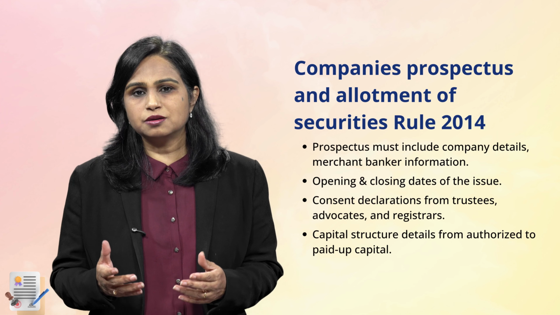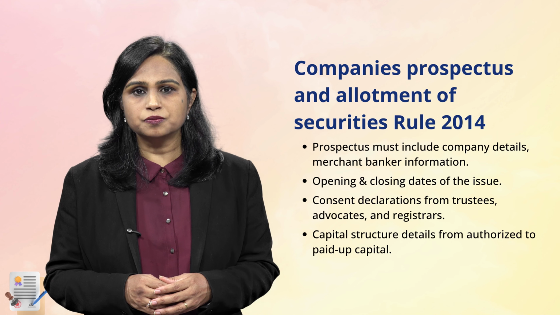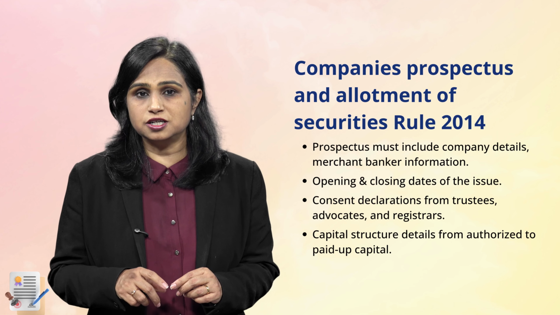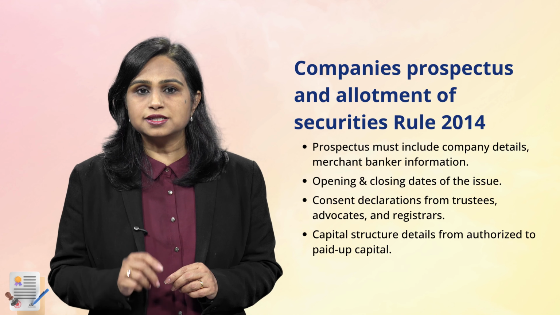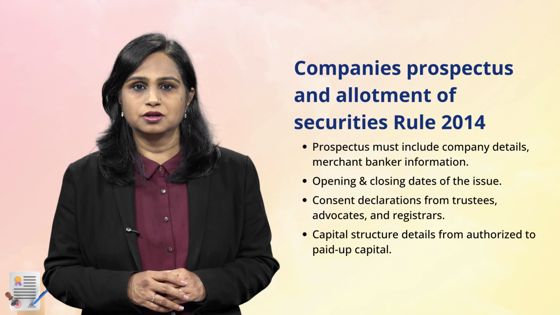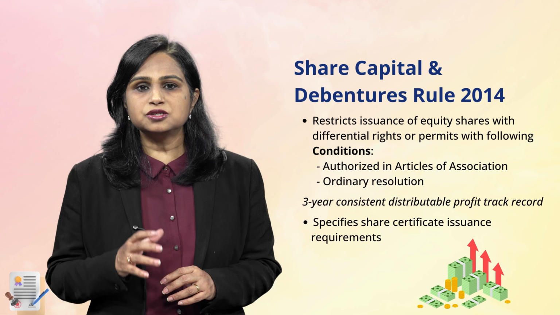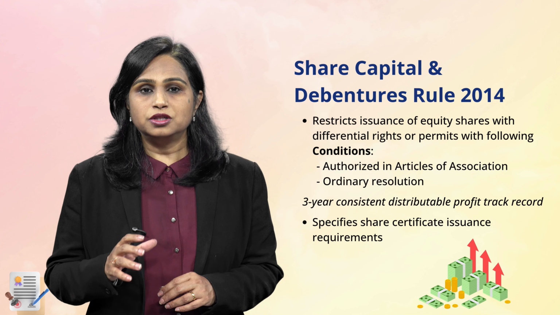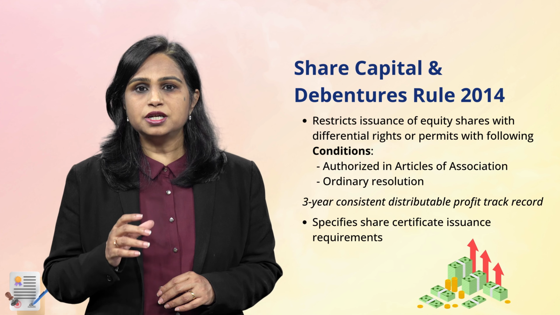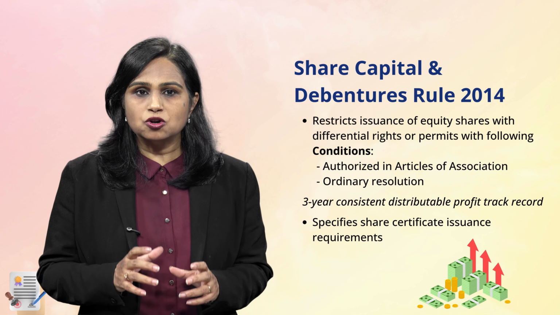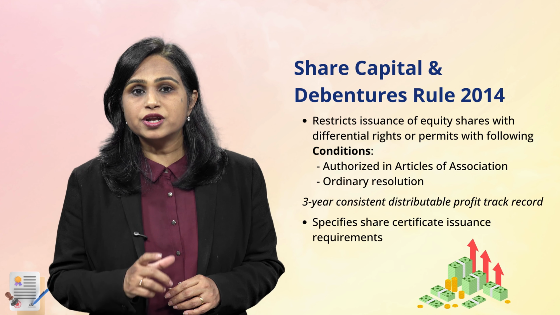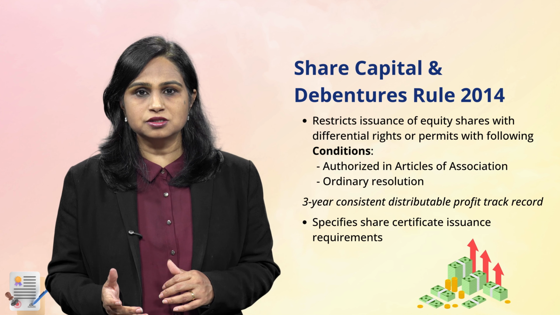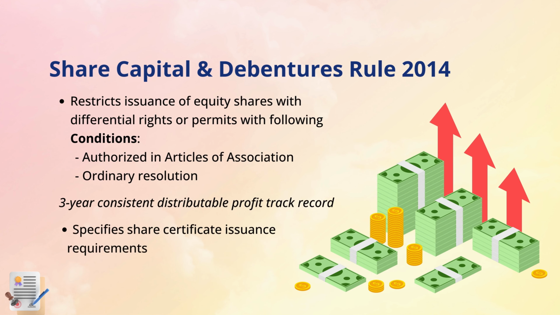You have already studied about the prospectus in the previous unit. So keep in mind that all the requirements of the prospectus which we studied are also stated by SEBI in this rule. The next is Companies Share Capital and Debentures Rule 2014. This rule says that a company limited by shares shall not issue equity shares with differential rights regarding dividends, voting, or other matters unless it meets some conditions.